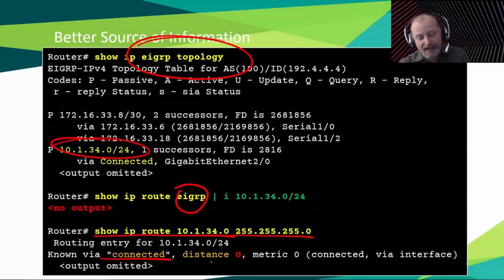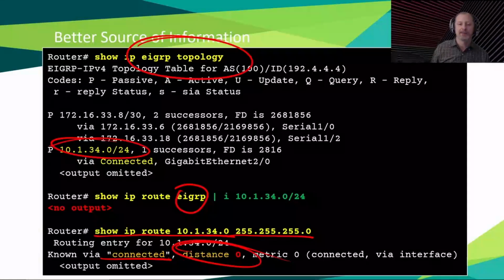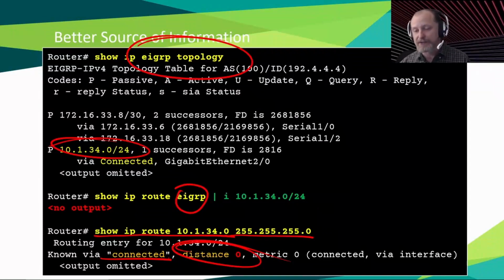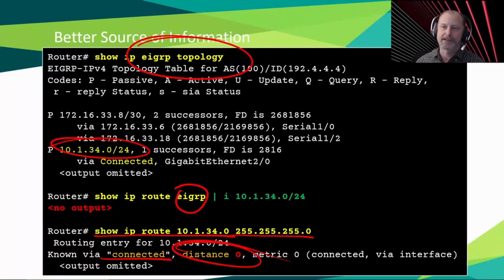It's known via connected with a distance of 0, which makes sense, right? An administrative distance of 0. And of course, the metric is 0 too, because connected has a metric of 0. It's directly connected, okay?